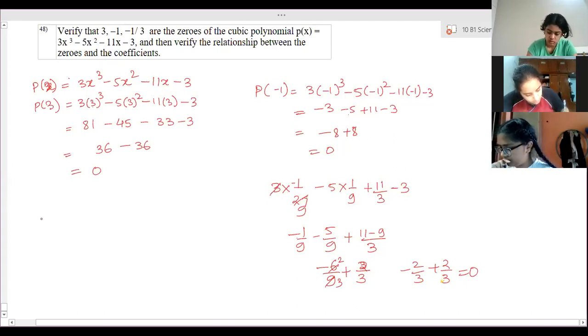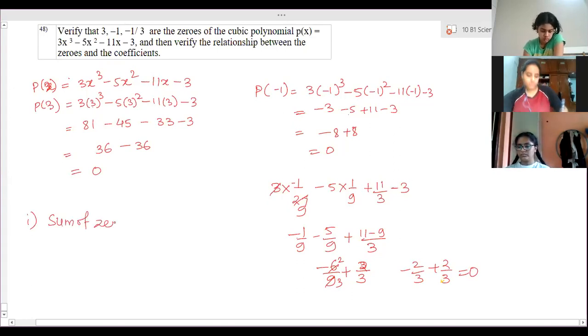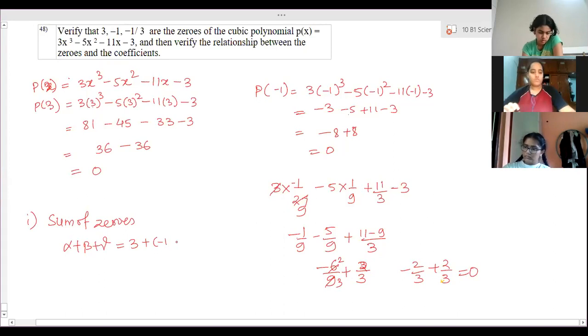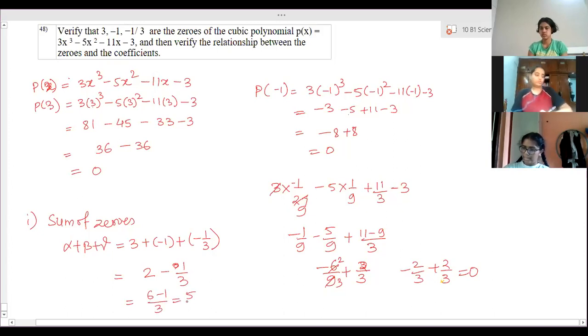Now how to verify the relation? The first relation is the sum of zeros, that is alpha plus beta plus gamma. What is alpha? 3 plus minus 1 plus minus 1 by 3. So this is equal to 2 minus 1 by 3, which is 6 minus 1 by 3, which is 5 by 3. Alpha plus beta plus gamma is 5 by 3.